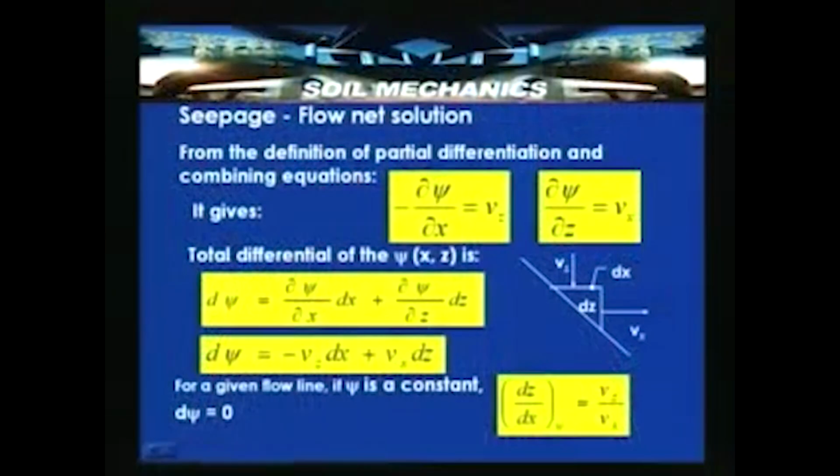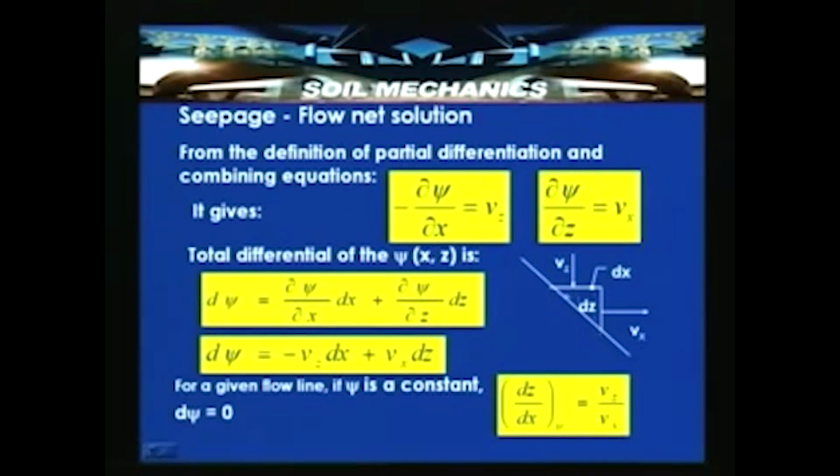So, equating the total differential of ψ(x,z) to 0, we will get dψ = 0 = −Vz dx + Vx dz. With that, what we get is that the slope of the stream function, dz/dx of ψ, is equal to Vz by Vx.